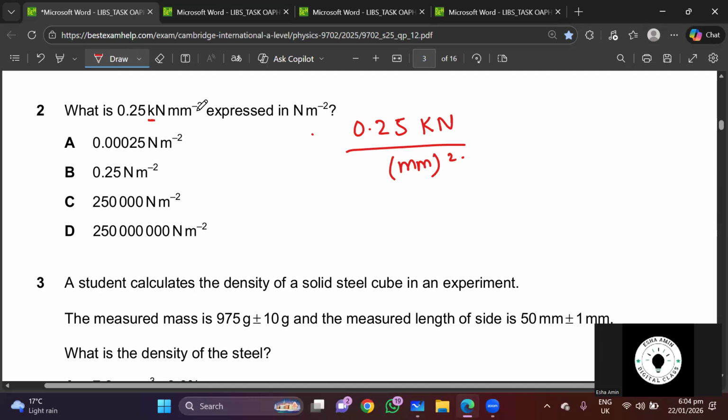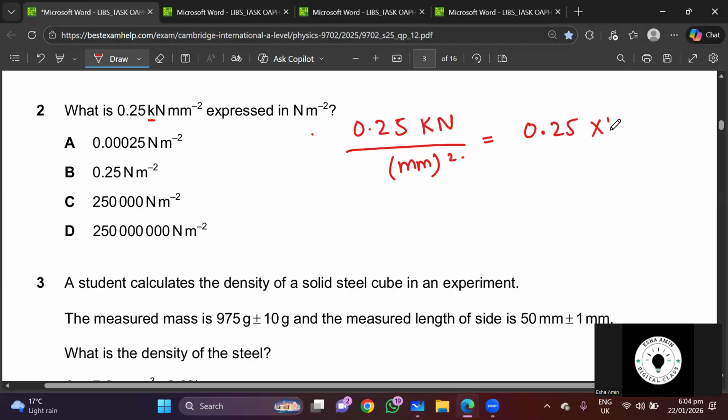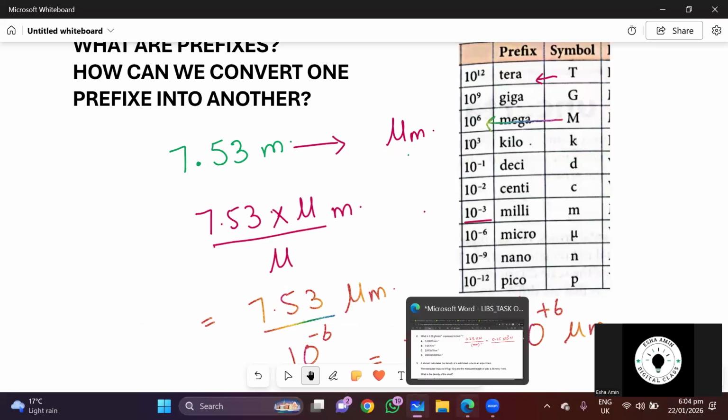Now we will substitute the values of the prefixes. So 0.25, the kilo value is from the table. If we check it, the kilo value is 10 power 3, right? So we will substitute it, 10 power 3 newton. And what is the value of milli? The milli value is 10 power minus 3, right?